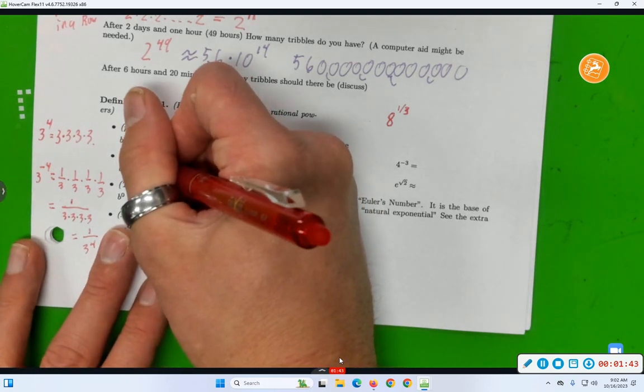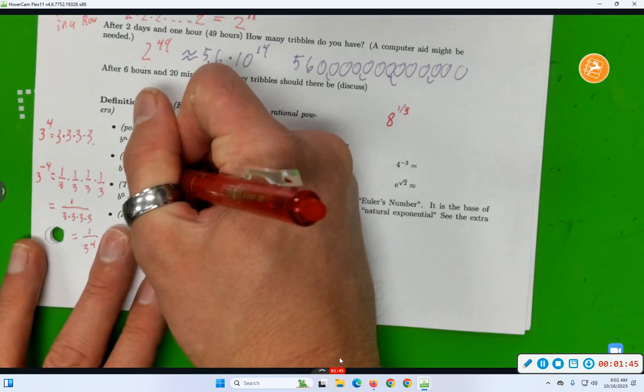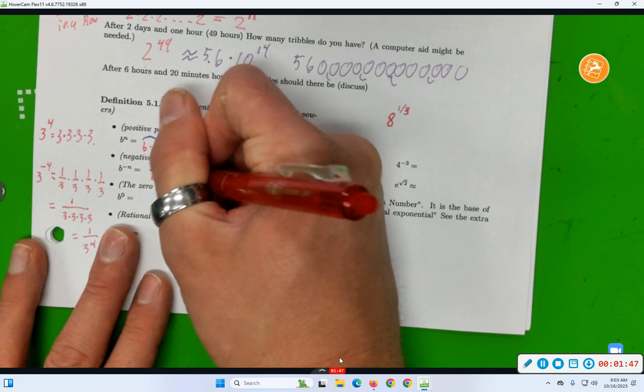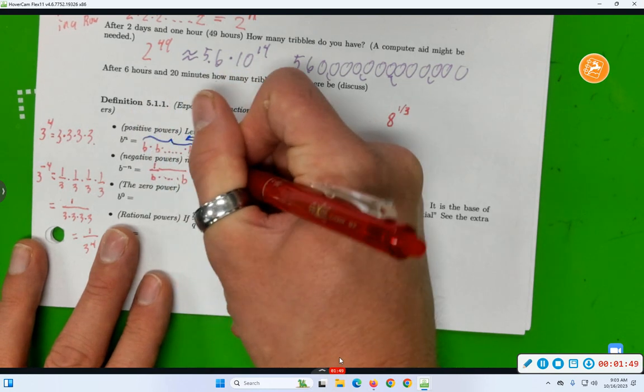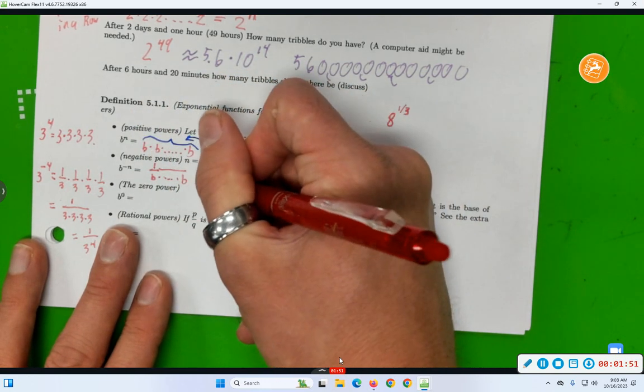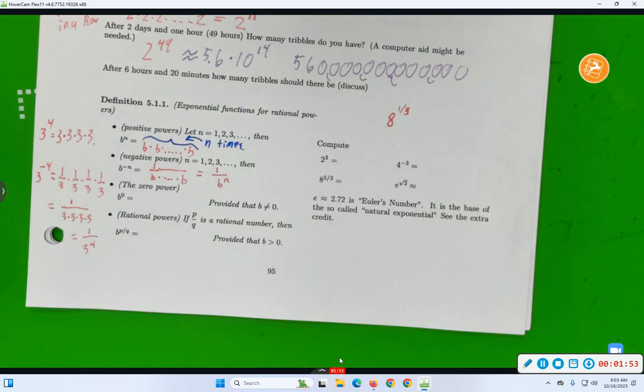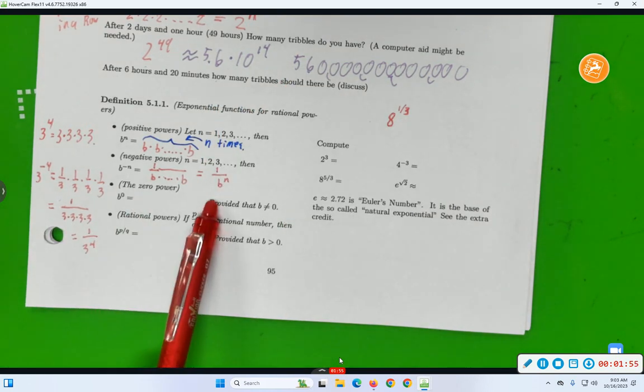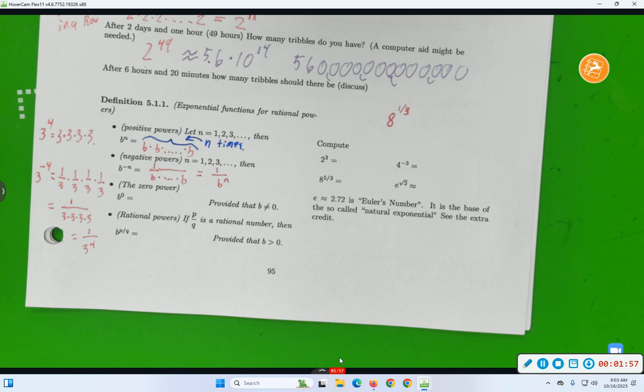B to the negative n is 1 over b times b times b times b, n times, also known as 1 over b to the n. B to the negative n is 1 over b to the n. People with me so far?